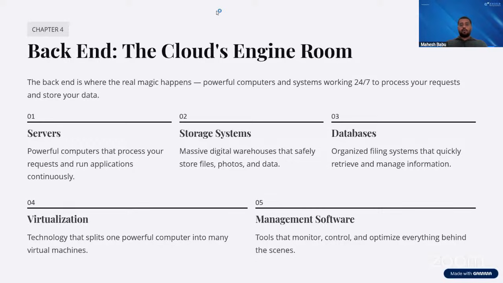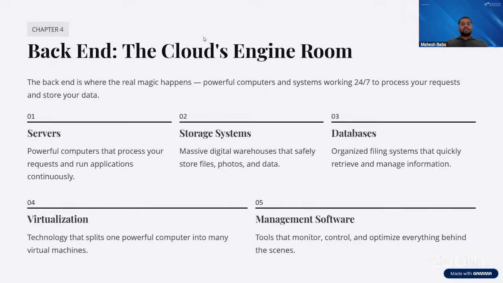They have powerful computers and systems working 24 by 7 to process the workloads. We have servers, storage systems, databases, virtualization, and management software. So we have too many things in the backend infrastructure, which is completely managed by the cloud provider. They have huge database systems where they process the data of multiple customers in parallel. They have huge storage systems in their data warehouses where they can store varieties of data. All these things are very important.